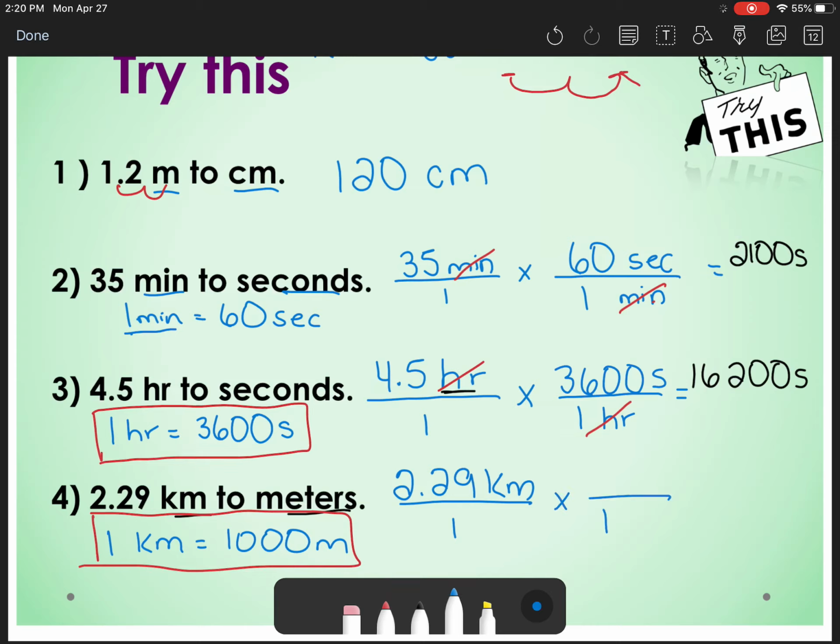I know I have to have kilometers on the bottom in order for it to be diagonal from my original. That leaves my 1,000 meters on the top. Okay, my kilometers cancel. I'm left to simply multiply, which leaves me with 2,290 meters. Very important that your answer does in fact have the new unit written as well.